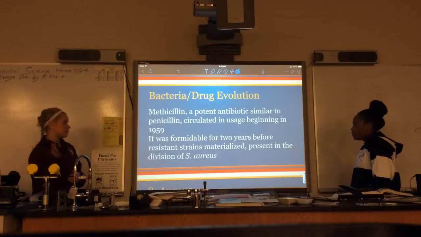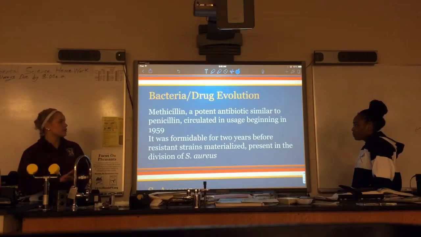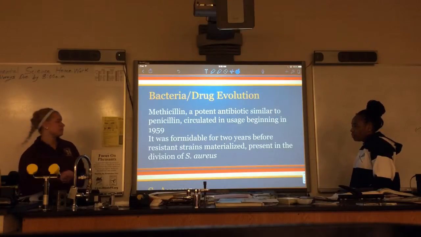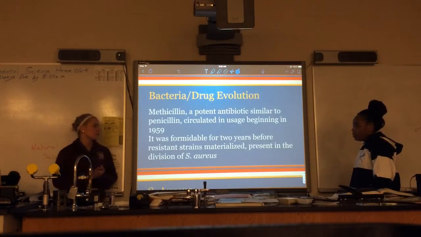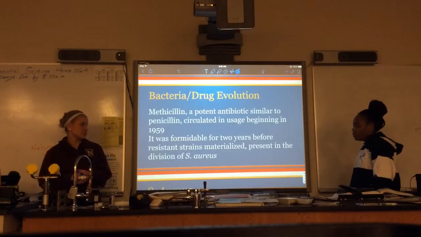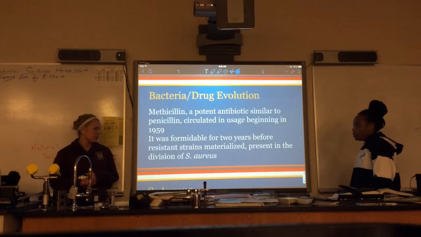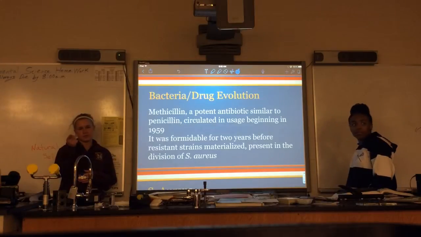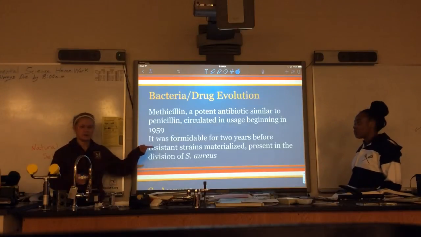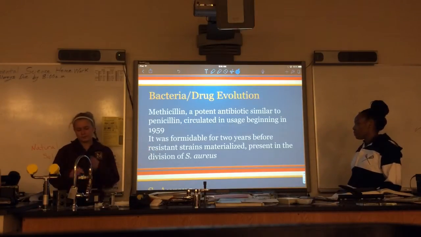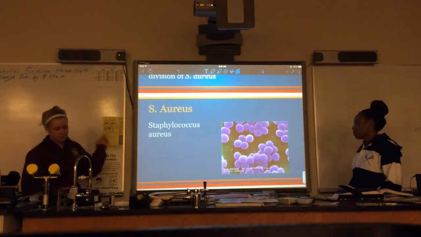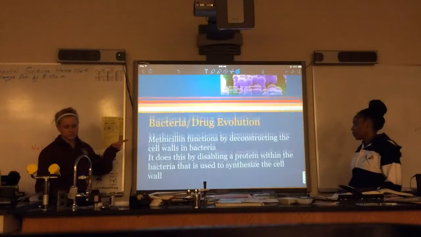Methicillin, as Doc mentioned earlier, is a potent antibiotic similar to penicillin, and its circulation began in 1959. It was formidable for 2 years before resistant strains materialized in the division of Staphylococcus, Staphylococcus aureus. This is a picture of Staphylococcus aureus.